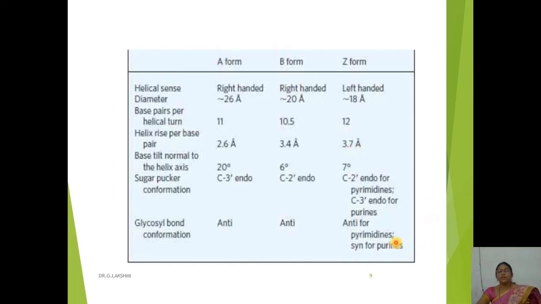You see here. Next point, base tilt to the helix axis. That means how much the base bends in the strand towards the axis, which is about 20 degrees for A form, 6 degrees for B form, 7 degrees for Z form. Next, see the point sugar pucker conformation. What is sugar puckering? I already showed you that a base is attached to the sugar moiety through a glycosidic linkage.